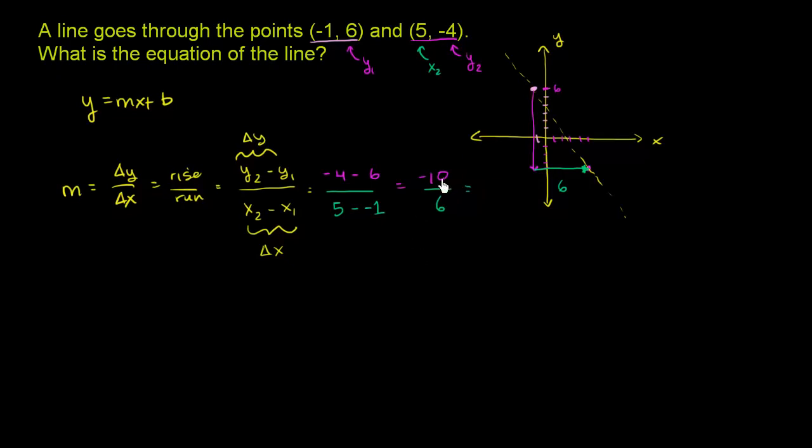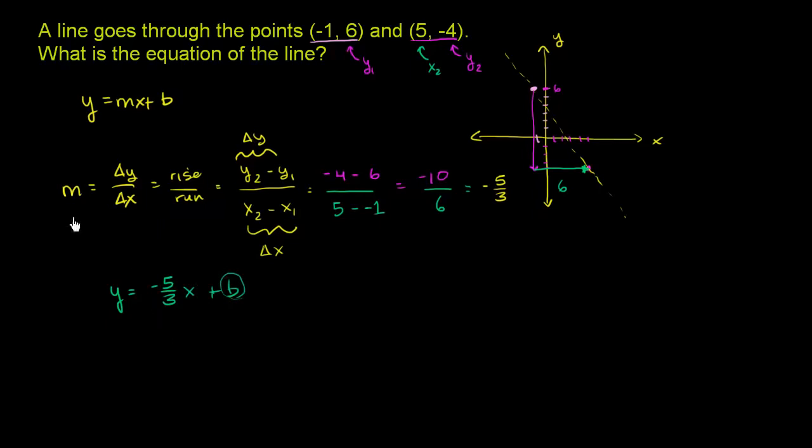So our slope here is -10 over 6, which is the exact same thing as -5/3, dividing the numerator and the denominator by 2. So we now know our equation will be y = -5/3 x + b, where -5/3 is our slope. We still need to solve for our y-intercept to get our equation.